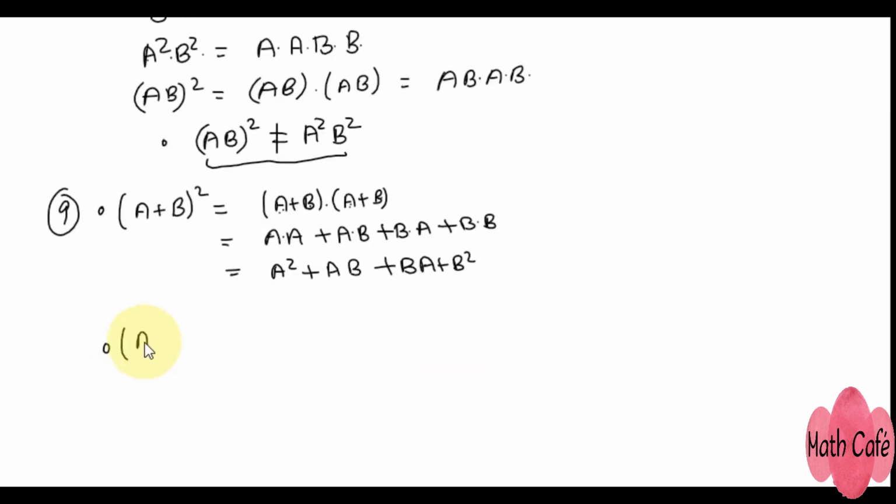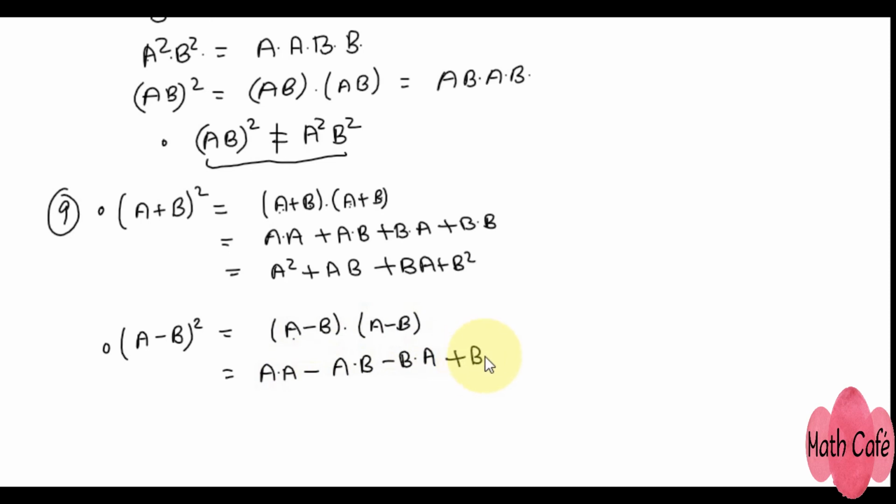Next, A minus B whole square. We will write it as A minus B multiplied by A minus B. With the help of the distributive law, I will write it as A multiplied by A minus A multiplied by B minus B multiplied by A, and minus minus will become plus B multiplied by B. Or this can be written as A square minus AB minus BA plus B square.